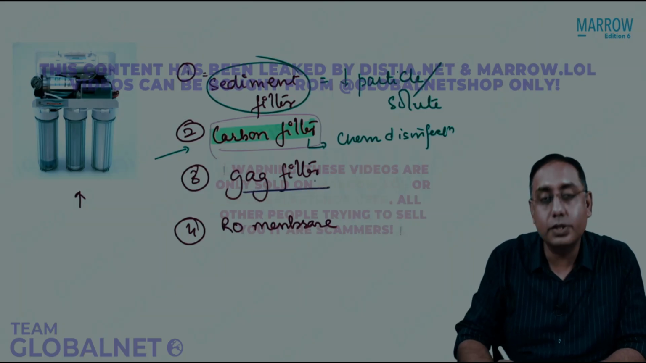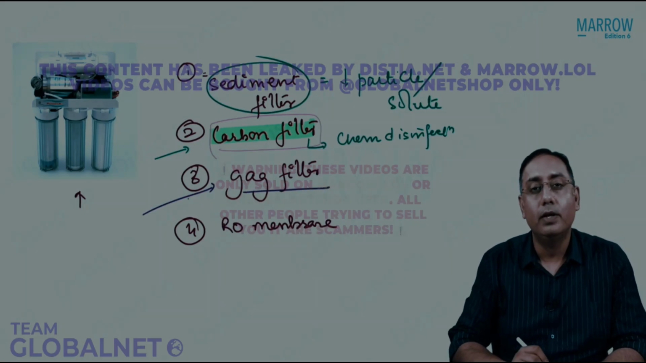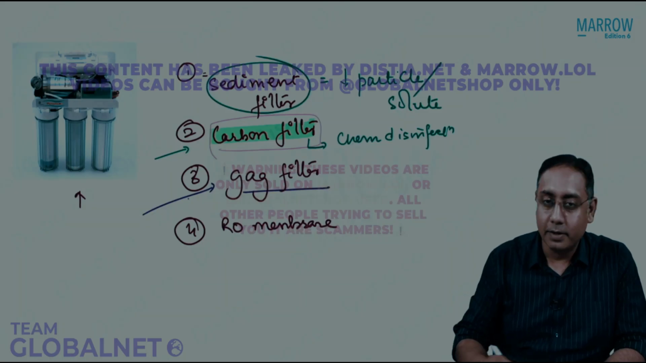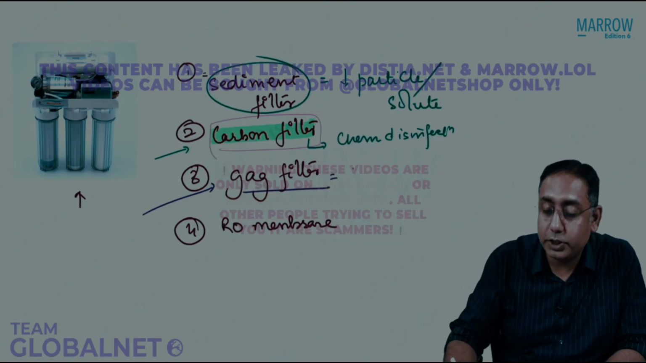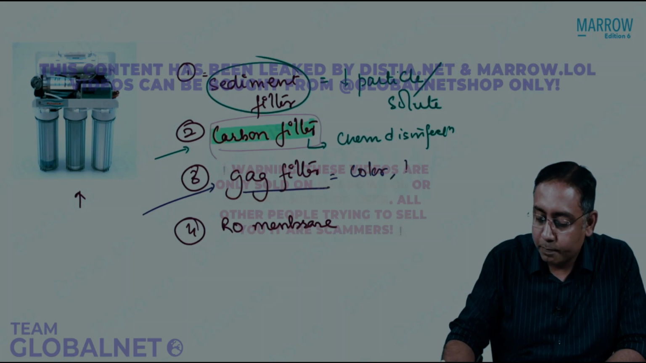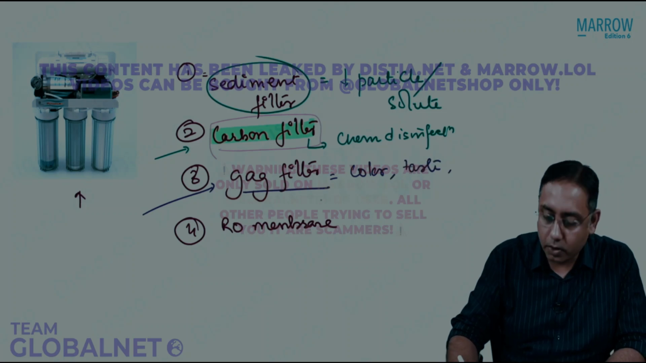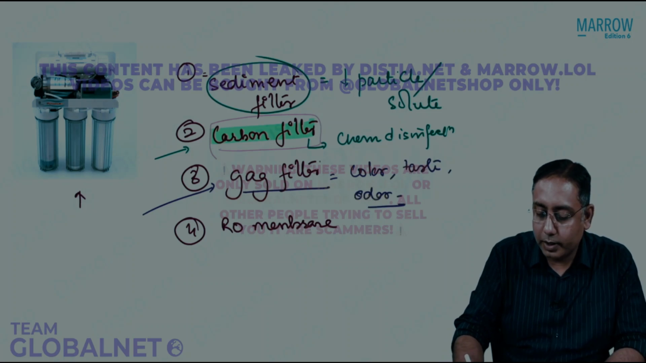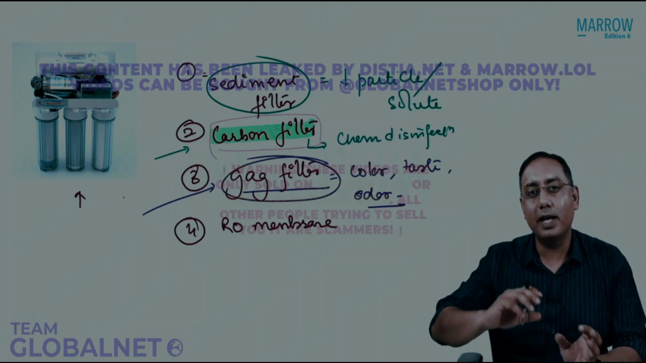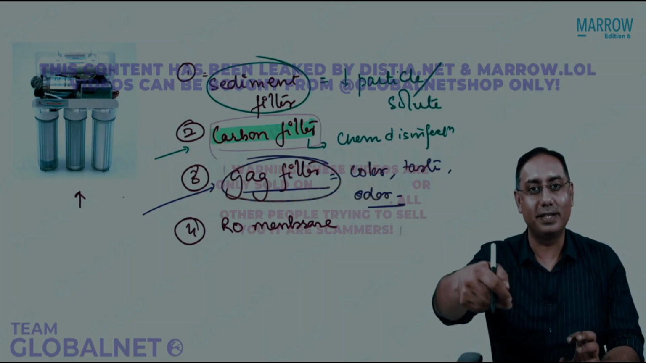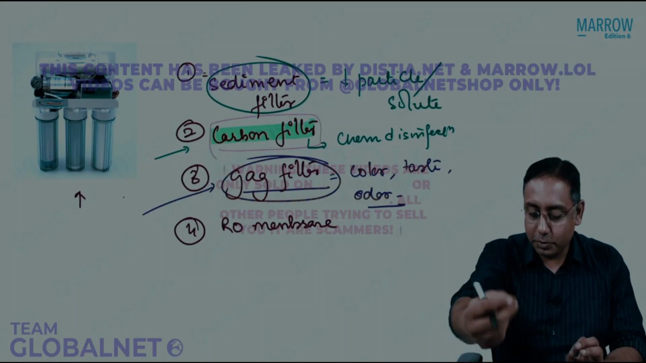Then what is the function of the GAG filter? This can be MCQ. What is the use of a GAG filter? Please note that the GAG filter is to change the color of water, taste of water, or the odor in water. So GAG filters are the filters which will actually enhance the user experience. So GAG filters help in user experience.